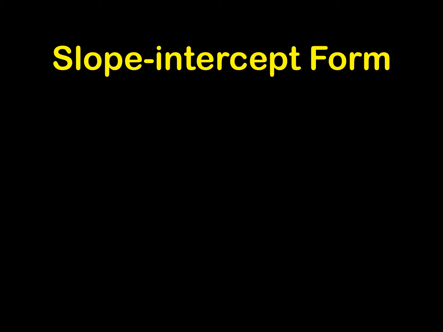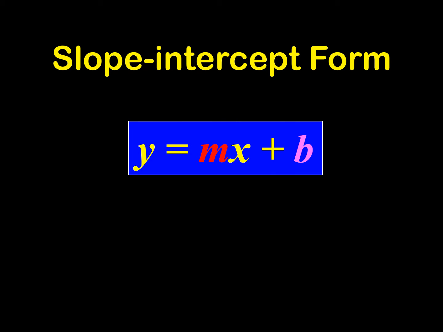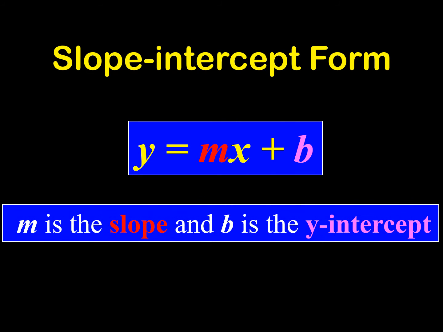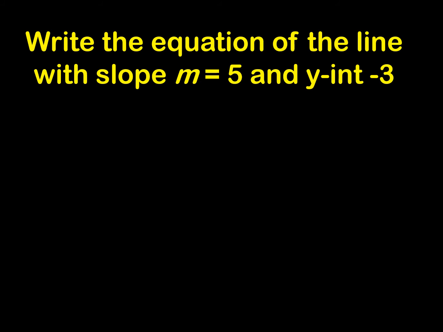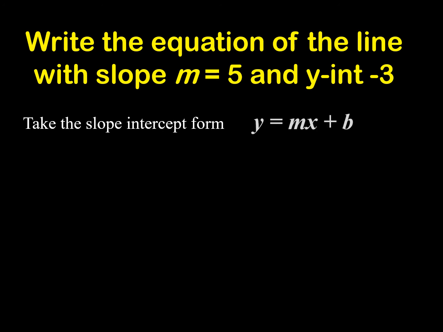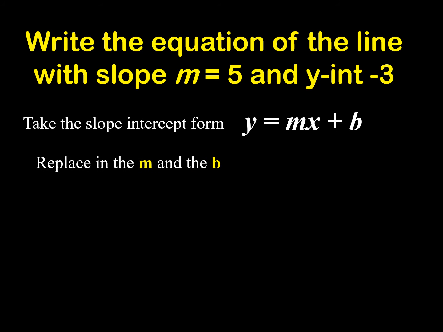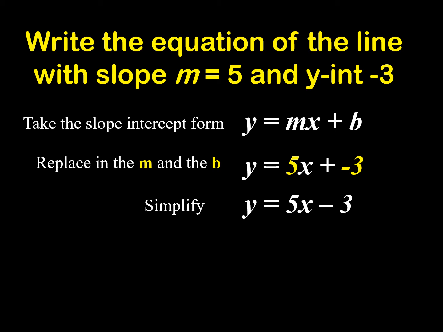Now let's go back to slope-intercept form. So slope-intercept form, y is equal to mx plus b. M is the slope and b is the y-intercept. So let us write the equation of the line with slope m is equal to 5 and y-intercept is equal to negative 3. So take the slope-intercept form, which is y is equal to mx plus b. And then we are going to replace m and b. So m is equal to 5 and y-intercept, or b, is equal to negative 3. Then we are going to simplify. So it will become y is equal to 5x minus 3.